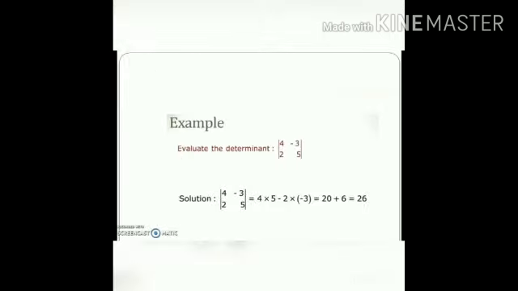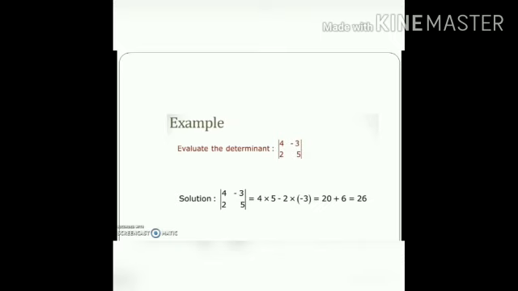Okay. In this manner, we can find the determinant of any matrix. Any matrix means any 2 by 2 matrices. This is the general matrix. So we will give some examples. Then you can easily understand the concept of determinant.